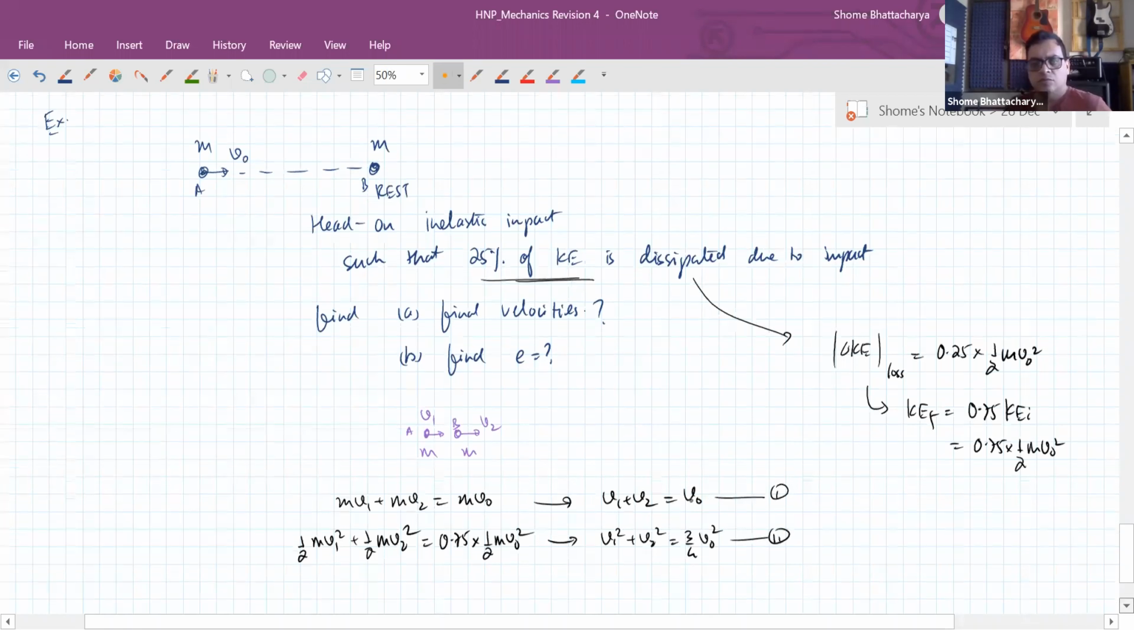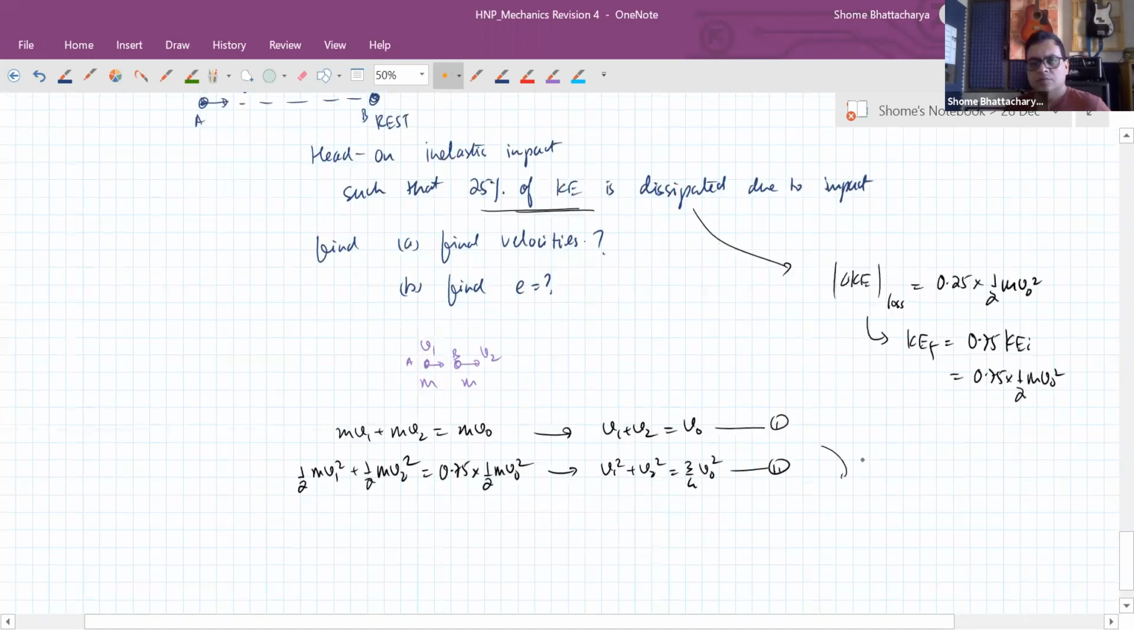So now what we can do is we can solve these. When you solve, you will get a set of equations. So you can take V1 as, suppose, X. So V2 becomes V0 minus X from equation 1.